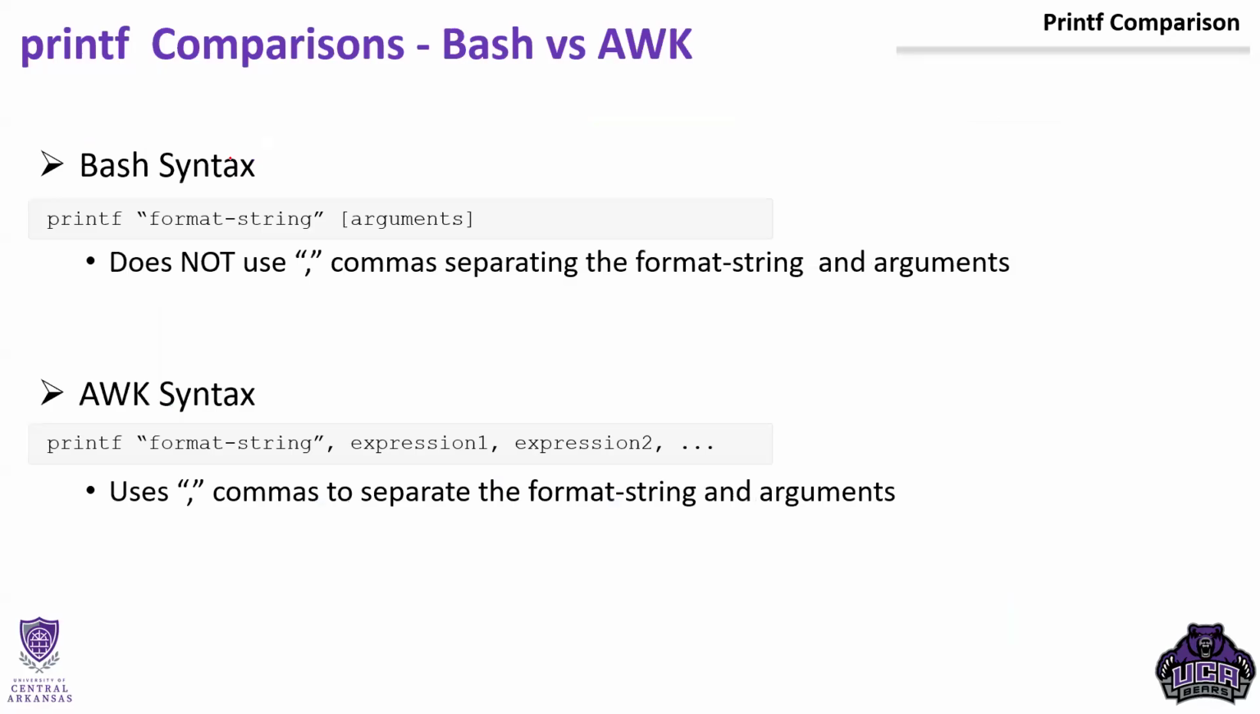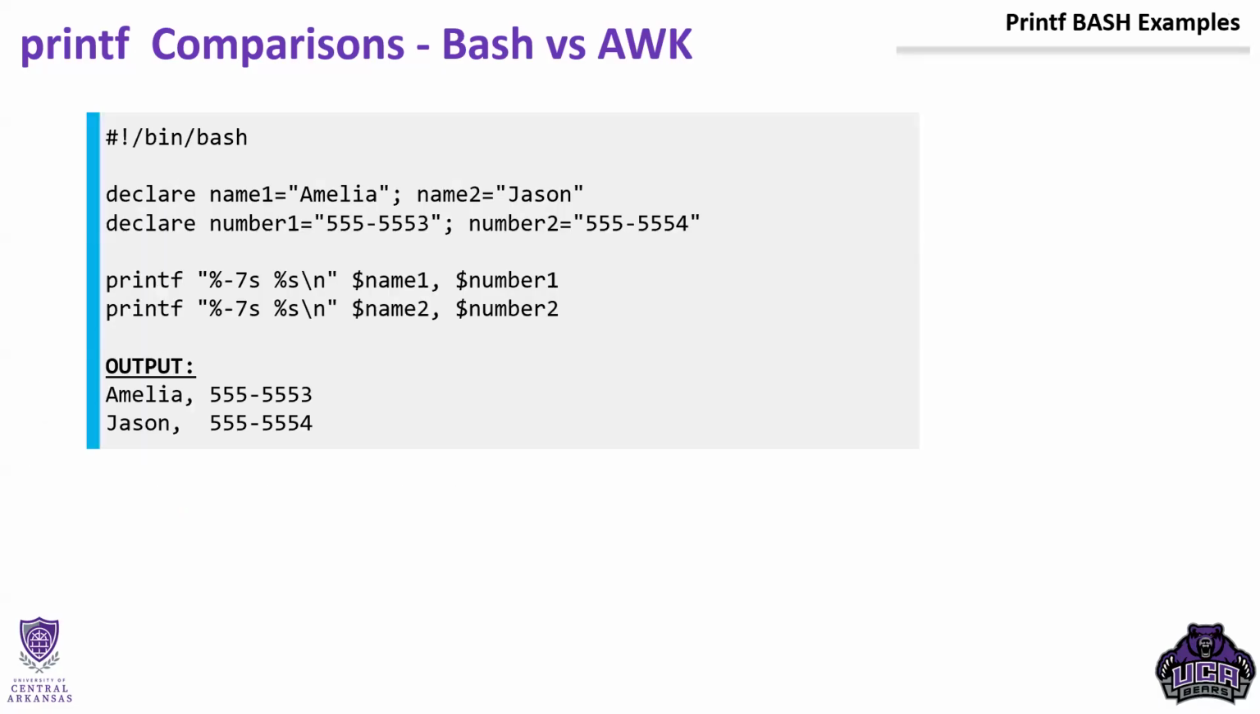Let's look at some examples here. Right here, I'm showing you the difference between bash and awk. It's very, very small, but of course makes a huge difference because it won't work. And that is the commas on each of them. So you can see our format string here, no commas. We can have argument, argument, argument, all just separated by spaces. But when it comes to awk, the format string and every single argument after that has to have a comma separating. That's the only difference between the two. It'd be really nice if they would have made them the same, but they didn't.